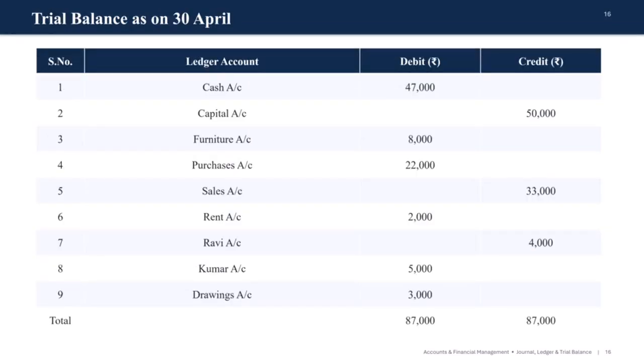After balancing all the ledger accounts, we prepare the trial balance. It contains all debit balances and credit balances. In this example, both the debit and credit total are 87,000. This shows that the accounts are mathematically correct.